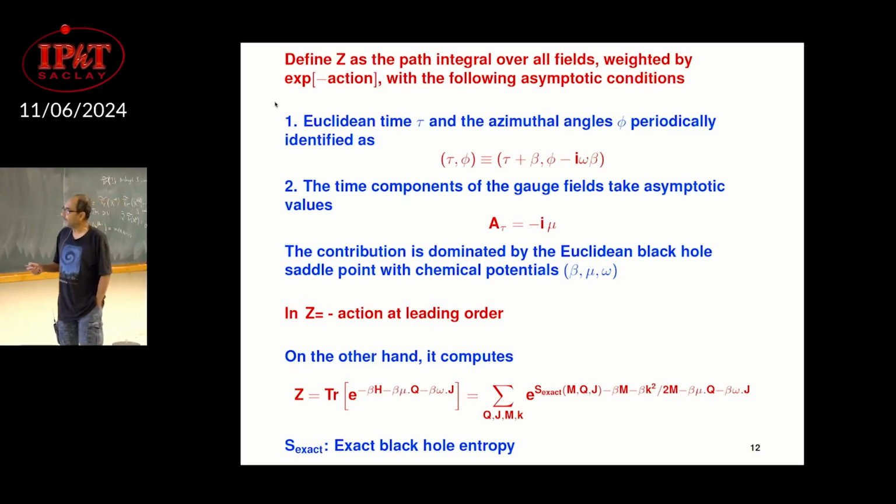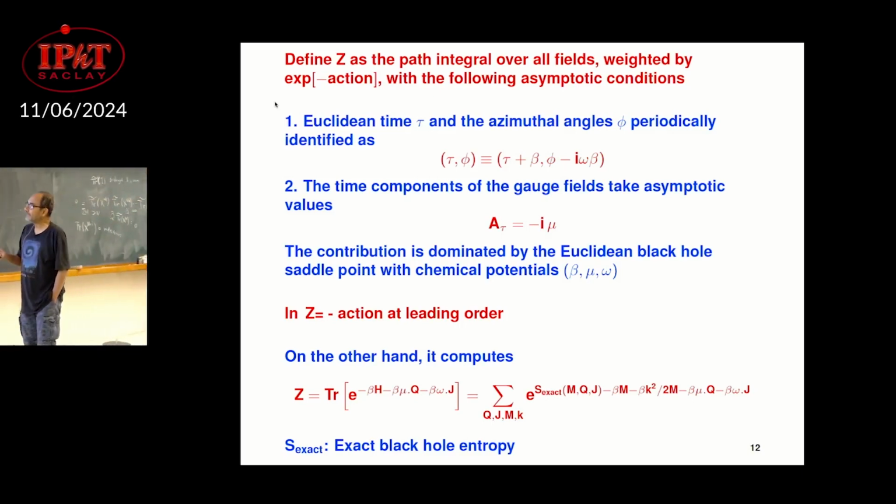At the same time, the time components of the gauge fields take a particular form of the asymptotic values, and that's given here. A tau should be minus i mu. So mu again is a multi-component object because there are multi-component gauge fields. There are more than one U(1) gauge fields in general.